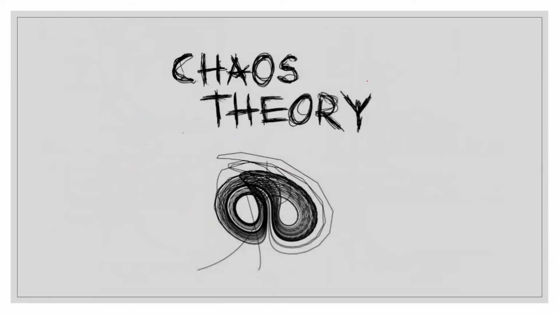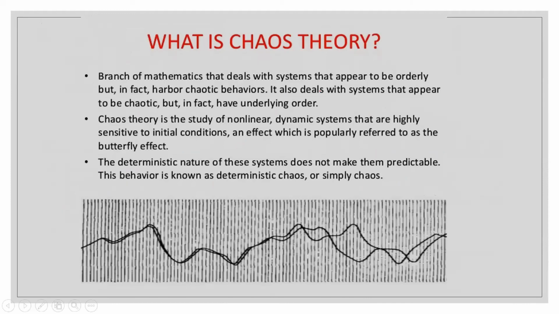So we will quickly finish this chaos theory. This is the last section. So what is chaos theory? This is mainly a branch of mathematics that deals with systems that appear to be orderly, but have chaotic behavior. Until now, we have said that this is a differential equation and this is deterministic. Deterministic means that if we give an input, it will show the same output, right? Whatever input we give, we will get the same output.